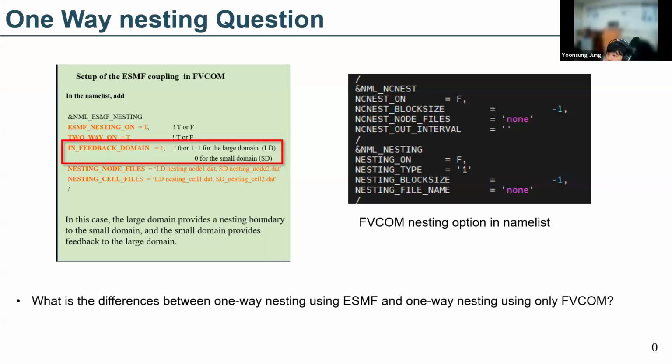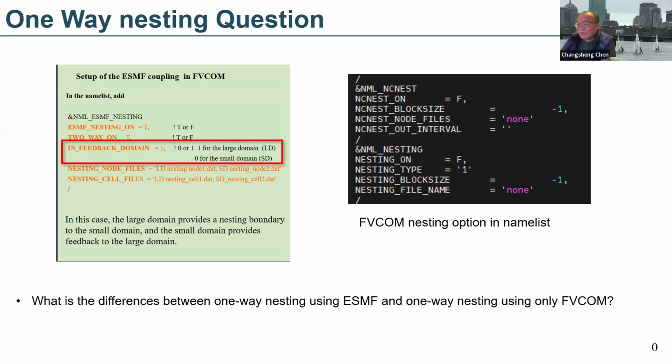In the lecture, it was mentioned that one-way nesting can be implemented by adjusting the feedback domain during ESMF nesting. However, I understand that FVCOM has its own one-way nesting function as an option in the name list. I think the difference between these two approaches is that with the name list, the simulation needs to be run twice, whereas using ESMF allows the simulation to be conducted in a single run. Is this correct? If not, I would like to understand how the simulation is performed in each case.